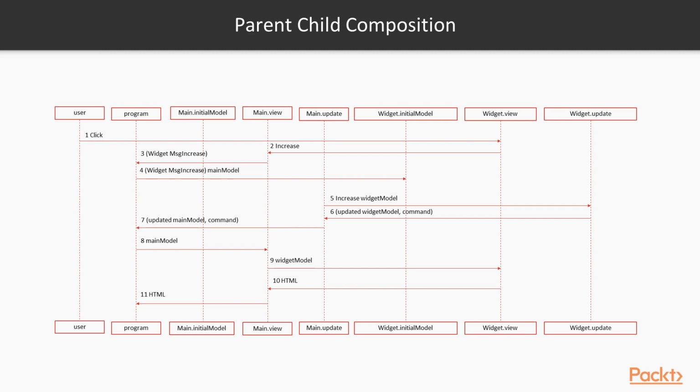And finally, the program sends the main model to the main view. And that main view actually sends the widget model, which is inside the main model, to the widget view to be rendered. That way, the widget and the main view are rendered. And finally, both functions return their respective HTML.